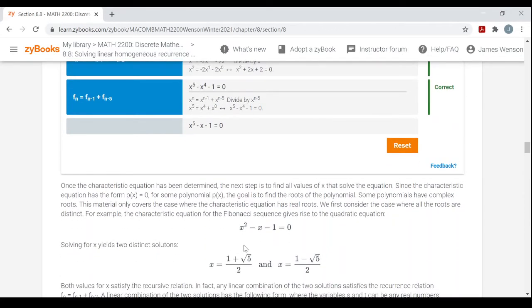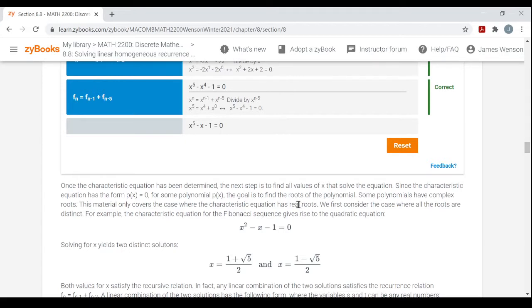All right, then like I said, now we're going to be solving. Once the characteristic equation has been determined, the next step is to find all the values of x that solve the equation. Since the characteristic equation is some polynomial equation, the goal is to find the roots of a polynomial. Some polynomials have complex roots. This material, with imaginaries, we're not going to cover in this section. This material only covers the case where the characteristic equation has real roots, so they're being kind of nice to you here.